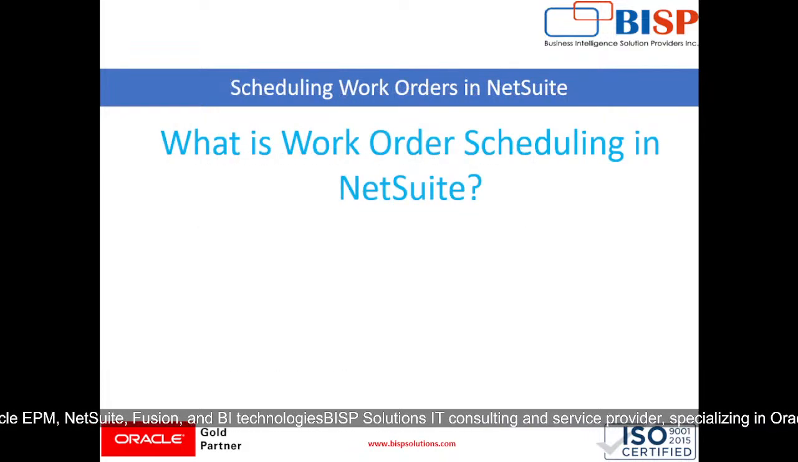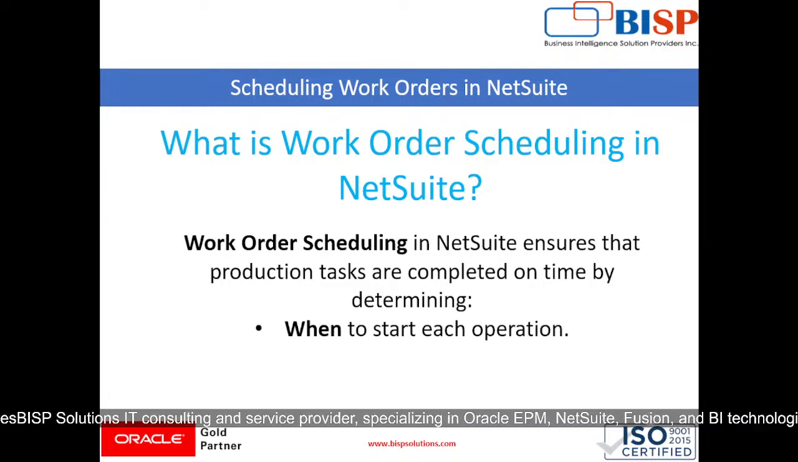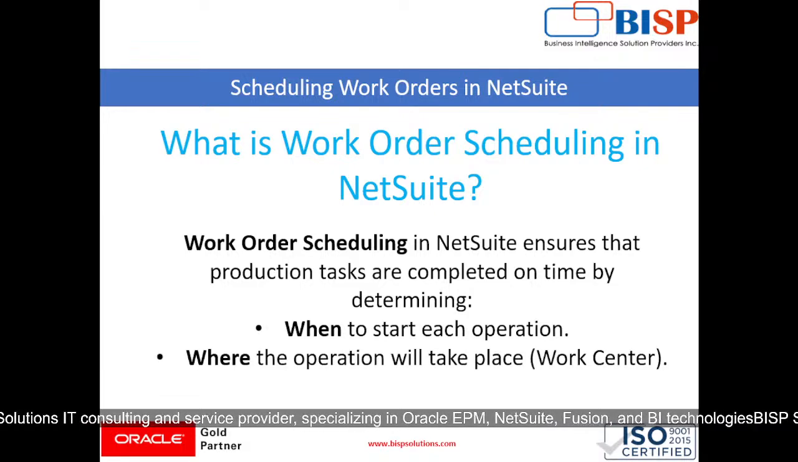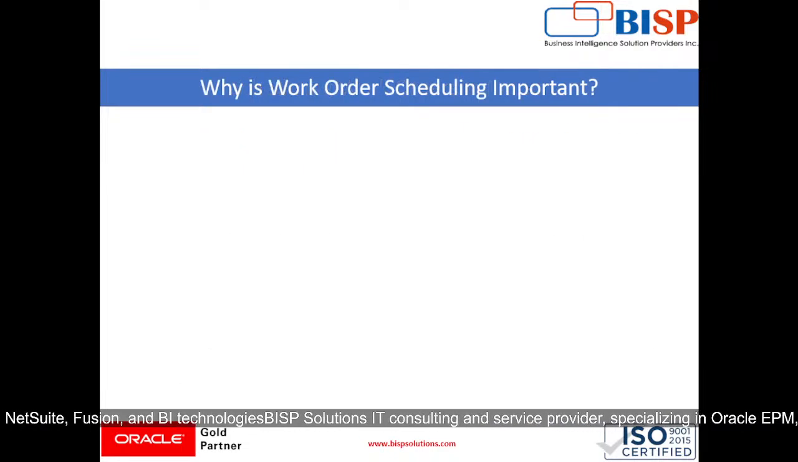So, scheduling work orders in NetSuite. What is work order scheduling in NetSuite? It ensures that production tasks are completed on time by determining when to start each operation, where the operation will take place, like the work center, and how long it will take to complete the operation. So in simple terms, scheduling decides the timeline for completing production tasks, and also it optimizes the use of resources, where work centers, machines and labor are there.